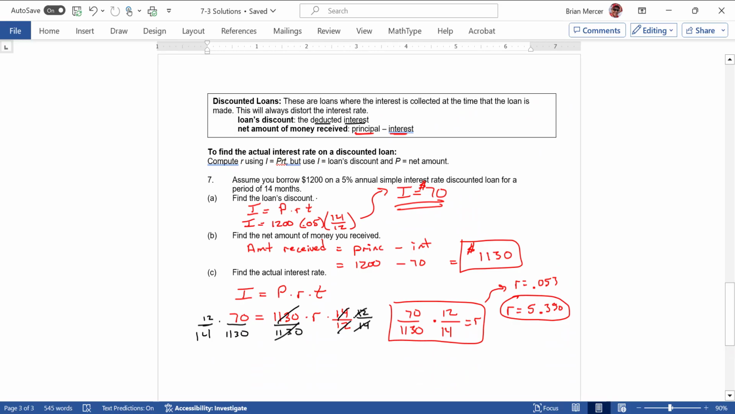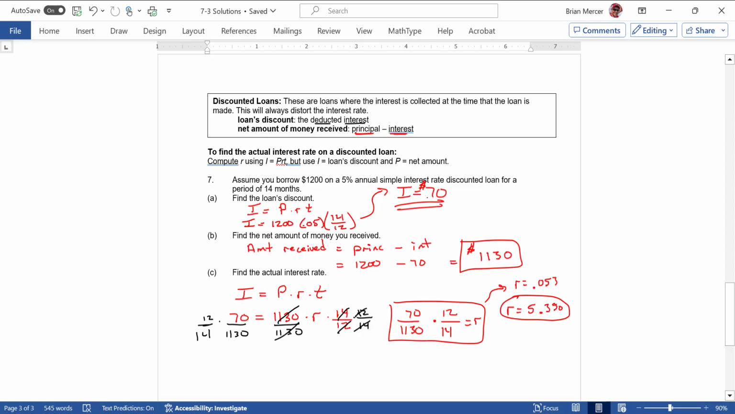So if you have a discounted loan, what that means is you actually get the interest taken out before you get your money. So if it says $1,200 on a 5% simple interest rate discounted loan for a period of 14 months, well, what's the discount? Well, there's the interest. That's the amount of interest. So interest is principal times rate times time. So that's 1,200 times 0.05 times 14 twelfths. And again, that's 14 months out of 12, so 14 twelfths of a year. Do that calculation, you get $70.